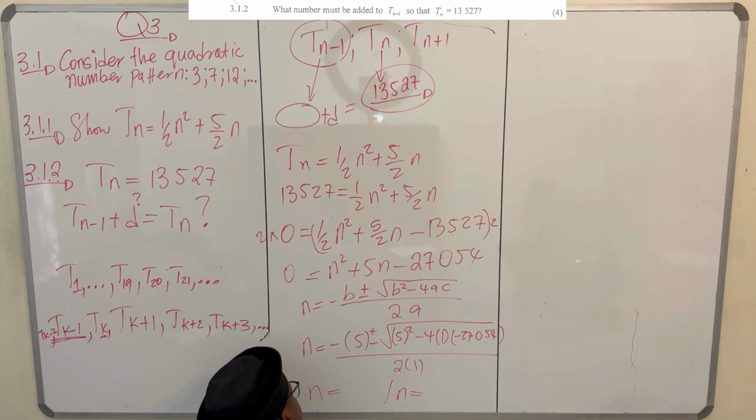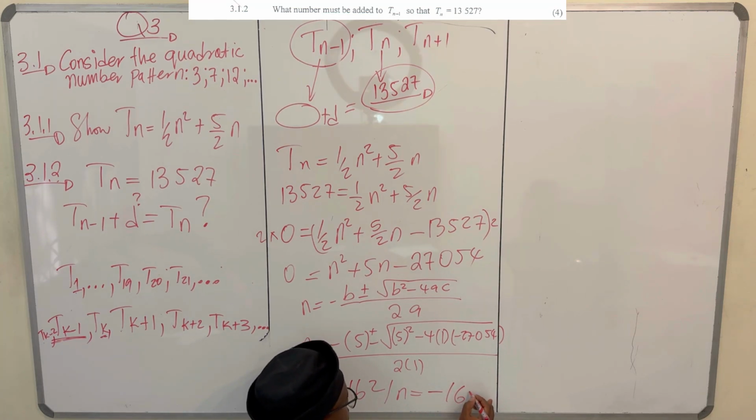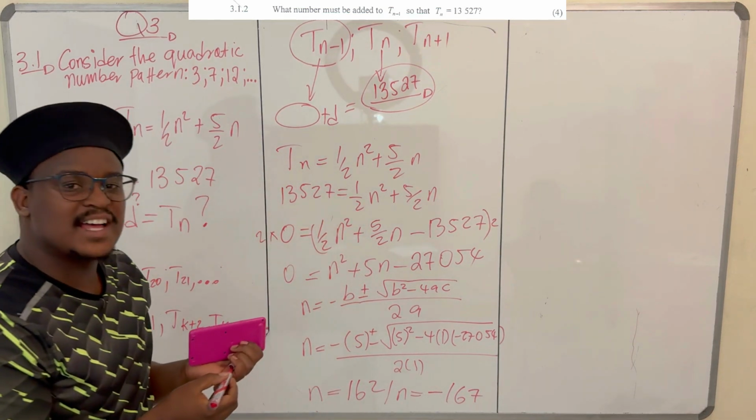So it's negative 5 plus the square root of 5 all squared minus 4 into a into negative 27,054 over 2 times a. You get that your n is equal to 162, or your n is equal to what? Negative 167. Right? So these are sequences.